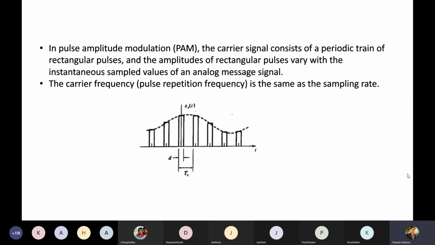The rate at which these samples are coming is called the carrier frequency, also called the pulse repetition frequency, PRF. Why pulse? Because these are all rectangular pulses having flat tops.